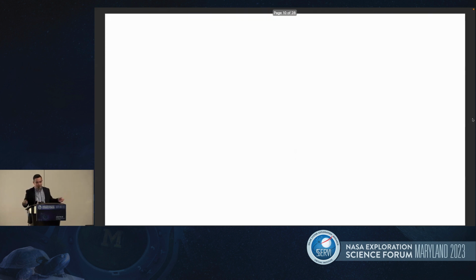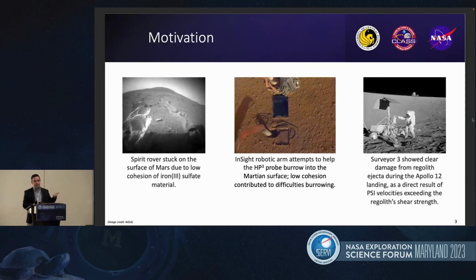Okay, so why do we care about these? So really, if you're driving on, walking on, landing on, building anything with regolith, or you're trying to dig it, shear strength and cohesion are important for that. So I've just thrown up a few real world examples of where this has bitten some missions. So of course, the Spirit rover on Mars got stuck in some low cohesion material on the surface, and that ultimately ended that mission because it couldn't recharge.